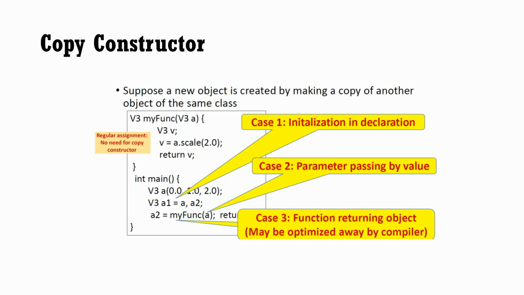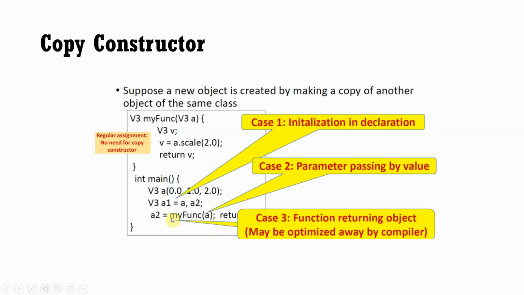Now, the copy constructor is called in three different cases. Here you see one of the instances, when we are initializing an object at the same time as we are declaring it. So, initialization in declaration. This is case one. The second case is in the next line.